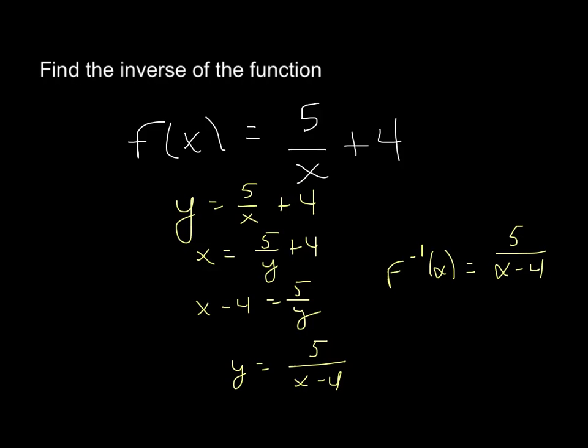And if we were thinking about domains, what would the domain of this function be? Well, we can't let x be 4, so we'd have negative infinity to 4, union 4 to infinity, because 4 would give us a 0 in our denominator. Okay, good.